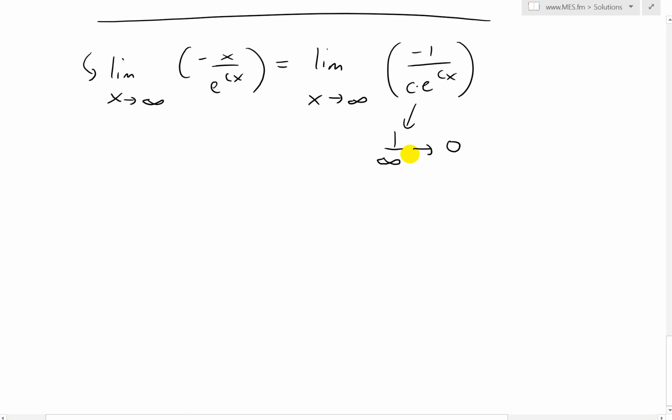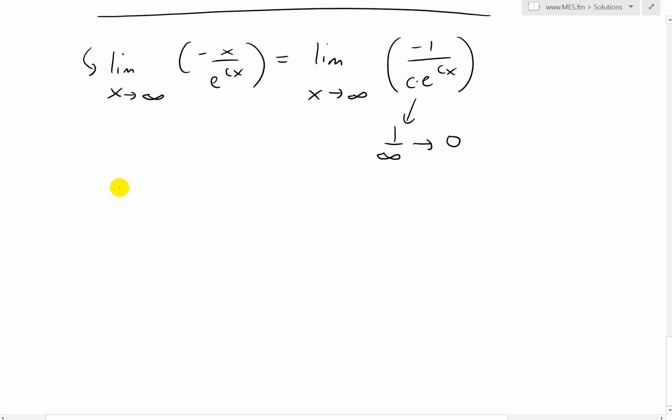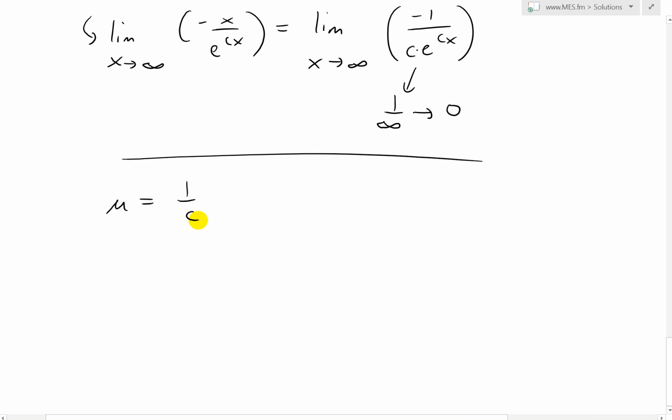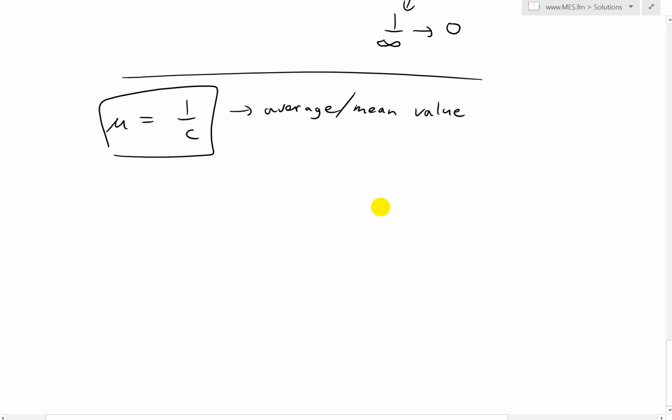So putting this all together, we have mu is equal to, well, everything else is 0, all we're left with is 1 over c. So mu is equal to 1 over c. And this is the average mean value of that probability density function. But in fact, we could rewrite this in terms of mu. So solve for c: c is equal to 1 over mu, or over the mean.